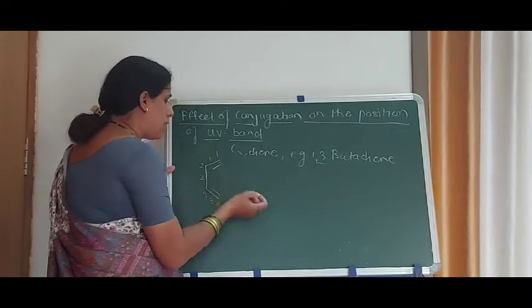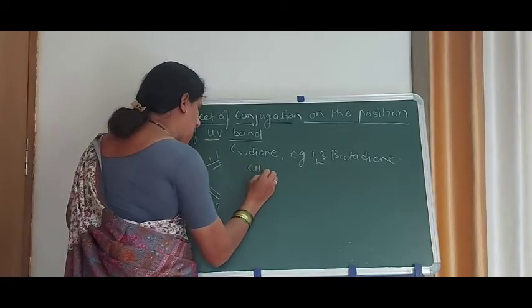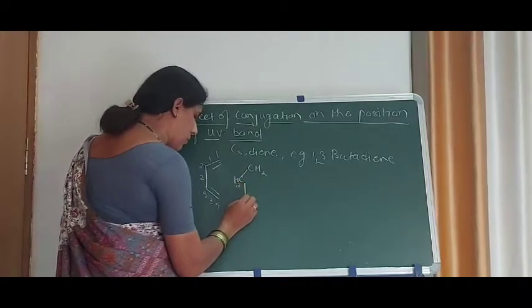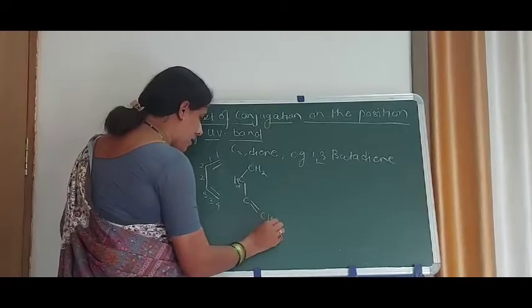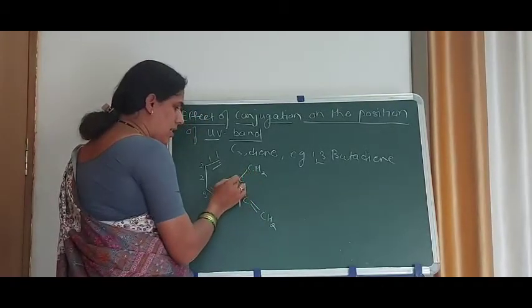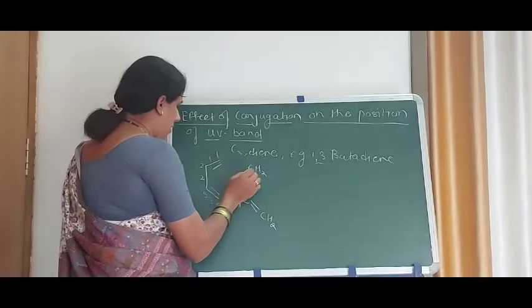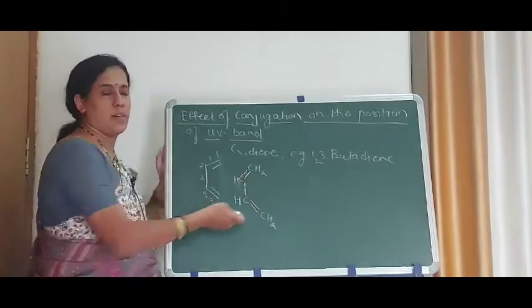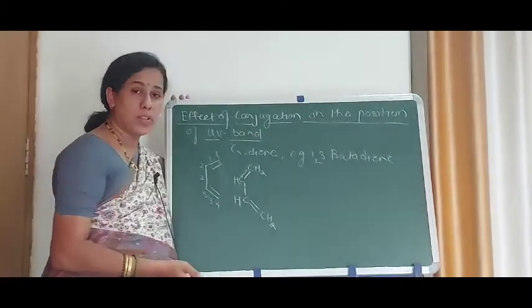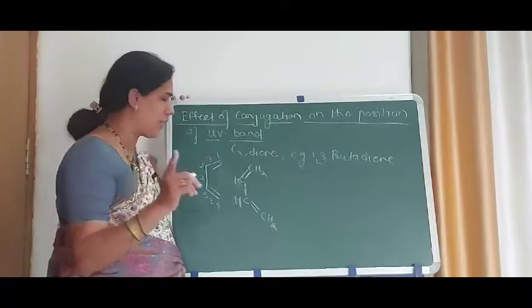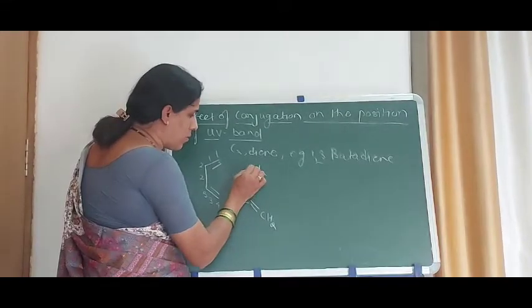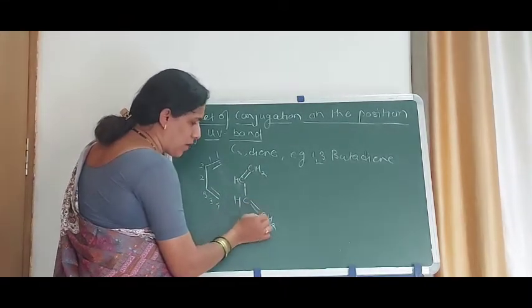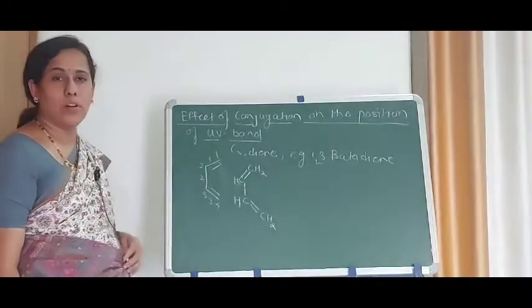Structurally it may be represented as CH2 double bond CH, single bond, CH double bond CH2. How many carbon atoms are here? CH2, 1, 2, 3, 4. Here also one double bond, therefore it is CH. This is the structural formula. To check that this formula is correct, we just count that the valency of each carbon is equal to 4: 1, 2, 3, 4 for each. This is the correct structure for butadiene.